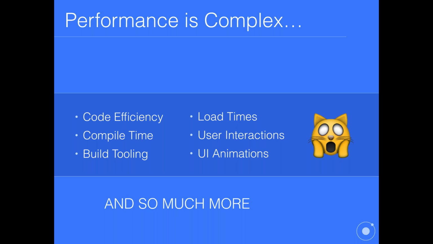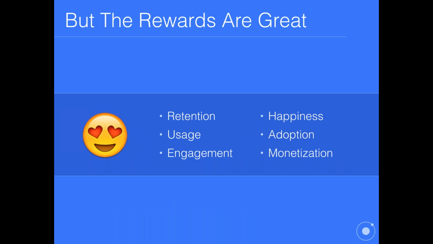And all of this affects a multitude of things: load times, are our user interactions nice and zippy, and do they perform on mobile the way that users expect? And are our UI animations performing? And this, of course, is just scratching the surface. So a lot of complexity there, but the potential rewards are enormous.